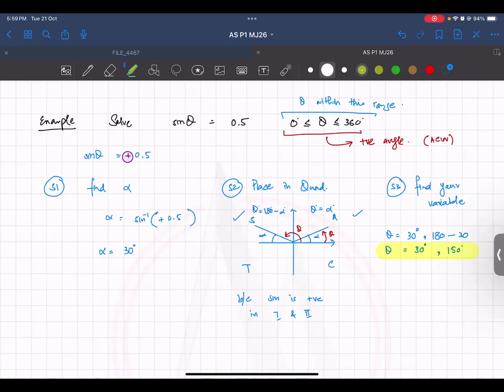So the first step, find alpha. Second step, place the alpha in the correct quadrants. Third step, find the theta, the actual variable, using the alpha by simple angle properties, right? Or if you can memorize the diagram, you can use that as well. So 30 and 150. And how can you confirm your answer?